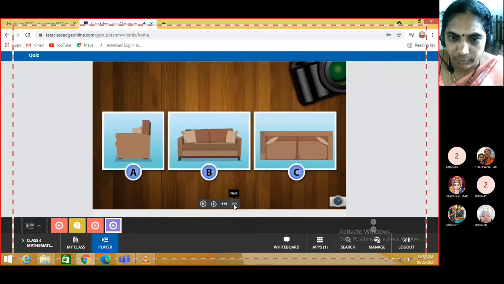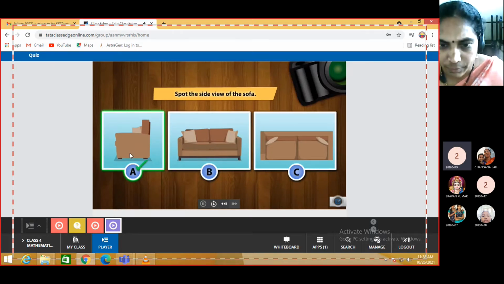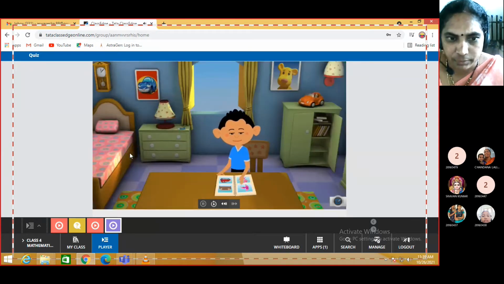Look at these pictures of a sofa. Which among them is the side view? Click the correct picture. Saugand. Option A, madam. Excellent. This is the side view of the sofa. Pasha is arranging all his pictures in an album. He can't wait to show his album to his friends.